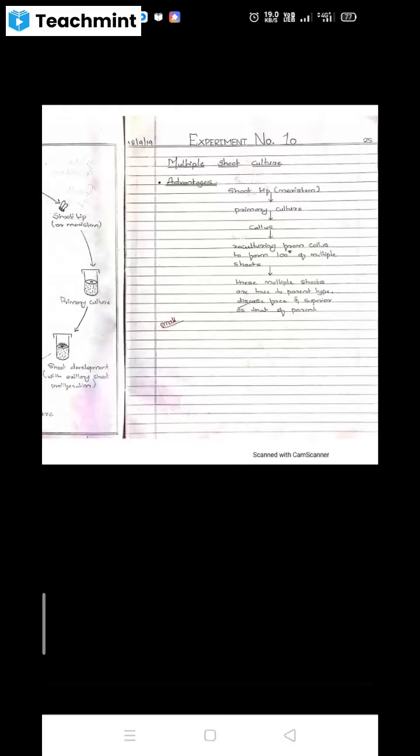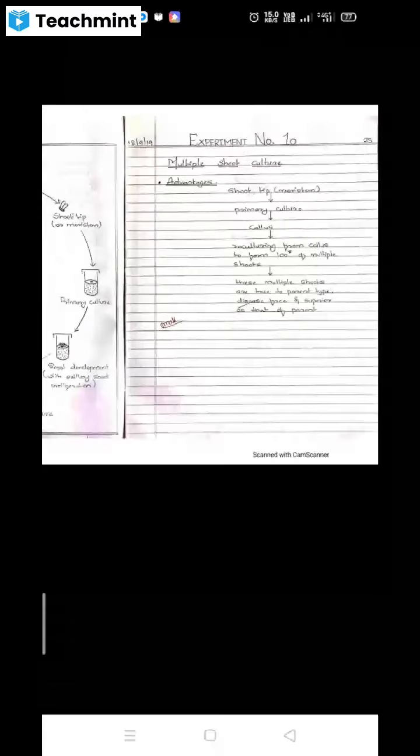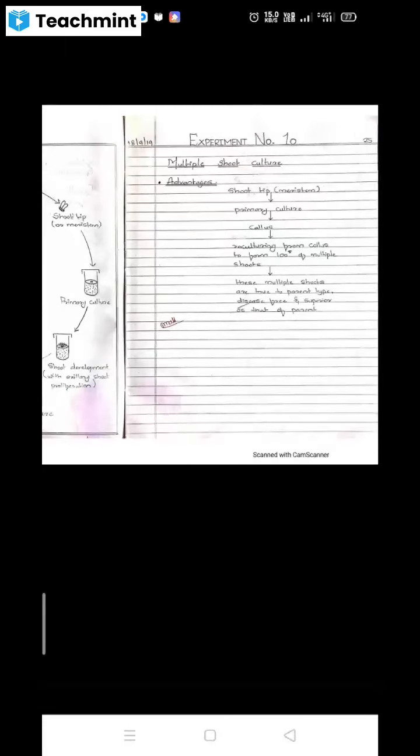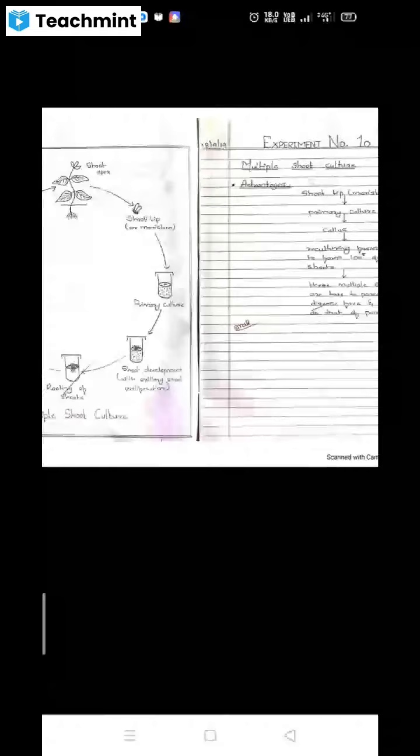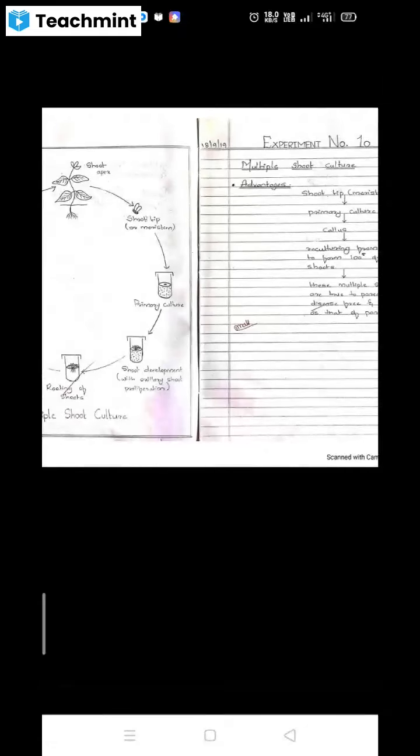So from a single meristem we can get a number of shoots after the callus formation. So callus formation के बाद हमें 100 और thousands of वहाँ पे shoots हम form कर सकते हैं, and through these multiple numbers of shoots they can form the root and shoot, and they can grow as a new plantlet. So for tissue culture, as you know, what are the steps in tissue culture?